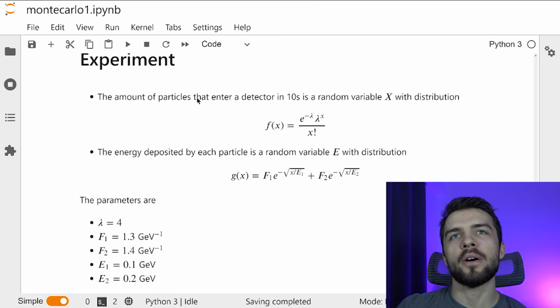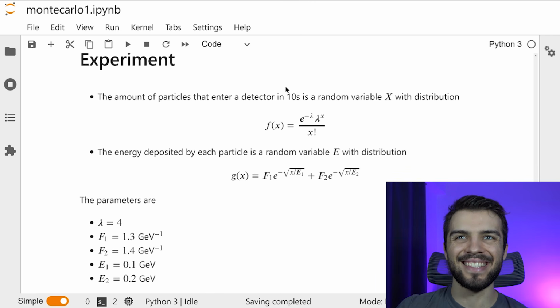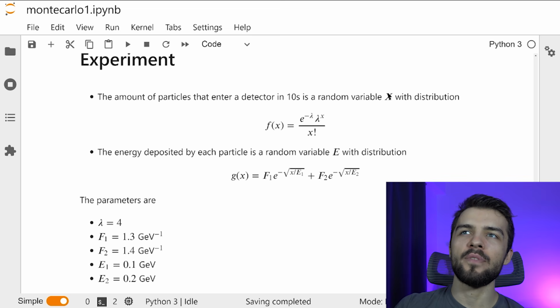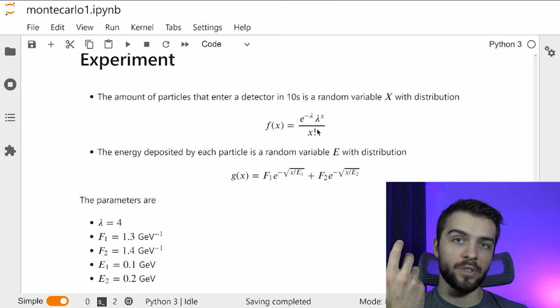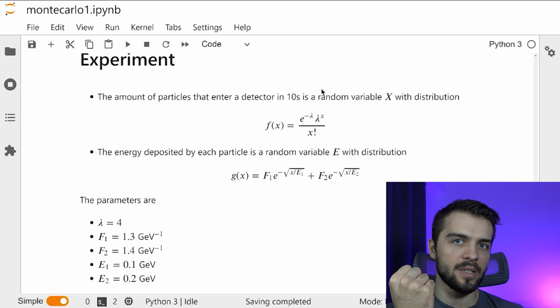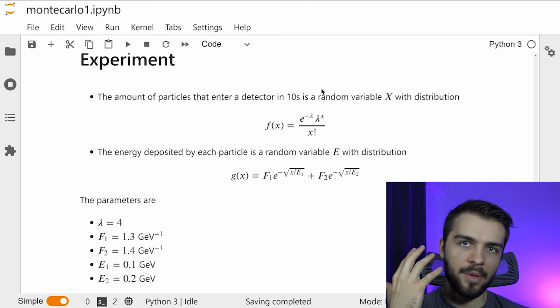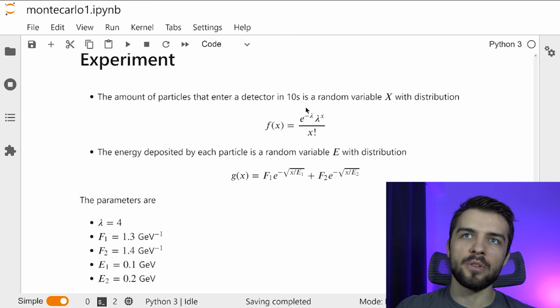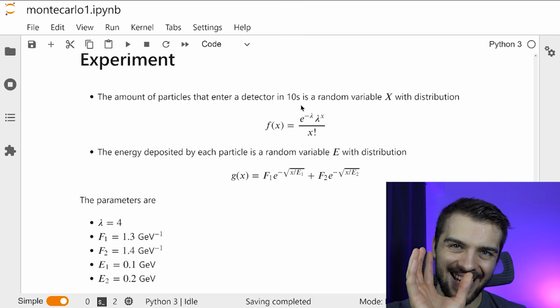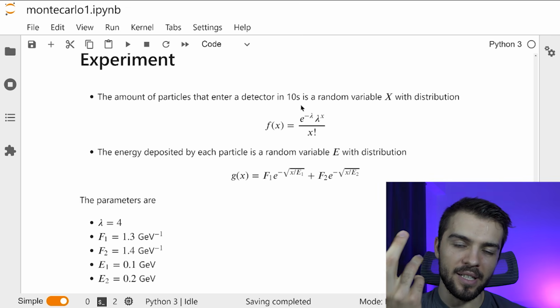So suppose the number of particles that enter a detector in a 10-second interval is a random variable x with this distribution. So it's a Poisson random variable. So I count for 10 seconds, and maybe there are 5 particles one time. Then I count for another 10 seconds, and maybe there are 7. And then I count another time, and maybe there are 13. So it's a distribution. So my experiment is counting the number of particles that enter the detector in 10 seconds.